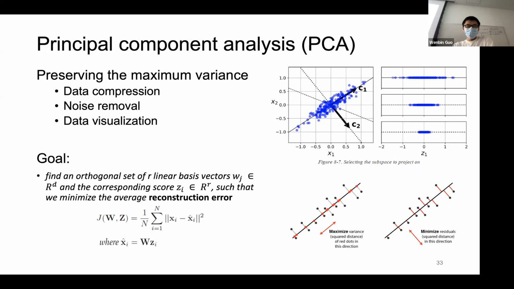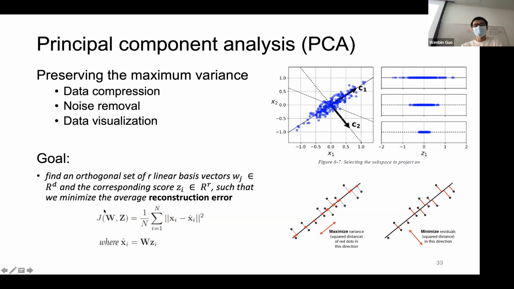So let's go a little deeper into the goal that we want to find an orthogonal set of linear bases, which is the line we talked about before. Each of the dots has a corresponding coordinate on this line. This is called the score. We want to maximize the variance, which is equivalent to minimizing the loss, and this loss is sometimes called the reconstruction error.